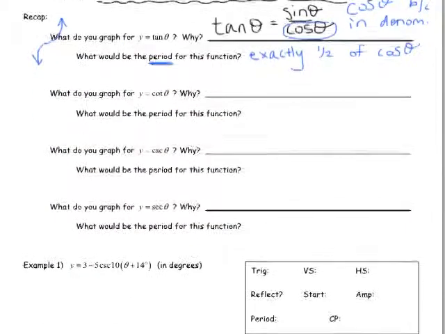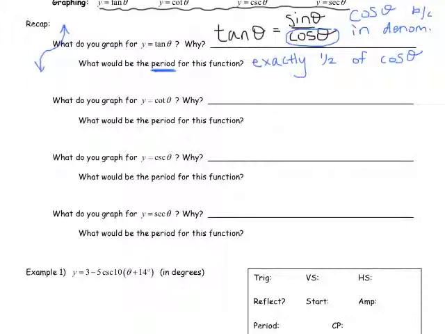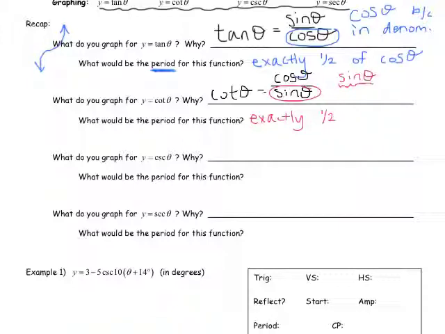Alright, so let's do that for all of our functions that we're learning. Cotangent theta is equal to cosine theta over sine theta. Therefore, what we graph was sine theta, and once again, it's because it's in the denominator. And also, once again, cotangent theta is a function that has exactly half the period of its corresponding denominator sine.